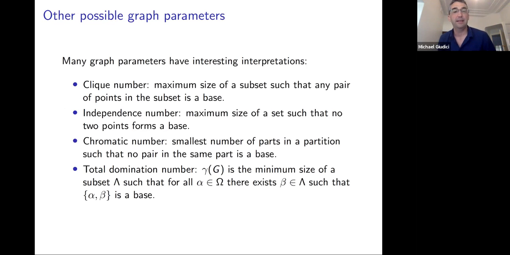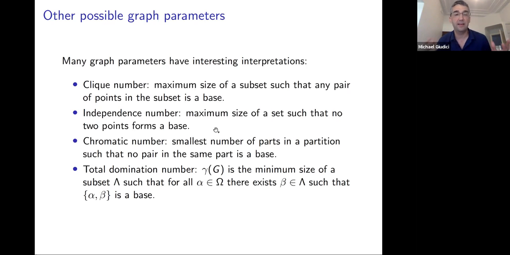I suppose the philosophy I want to say is that if you have your favorite graph parameter, then often it has a nice, interesting interpretation in the Saxl graph world. So one is the clique number of a graph, that's the largest complete subgraph. Well, in the Saxl graph, this would be the maximum size of a subset such that any pair of points in the subset is a base. So can we say things about the clique number? That Q of G2 parameter, if it's less than 1 over t, then we would know that this is at least t. So that would help in that setting.